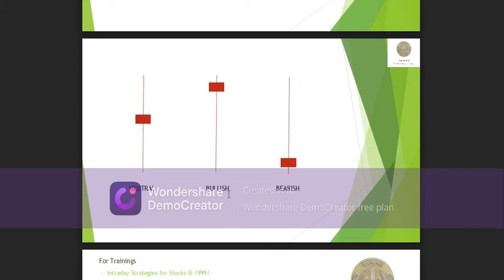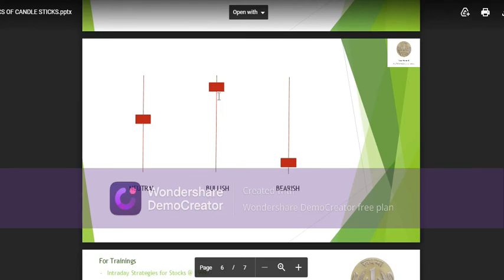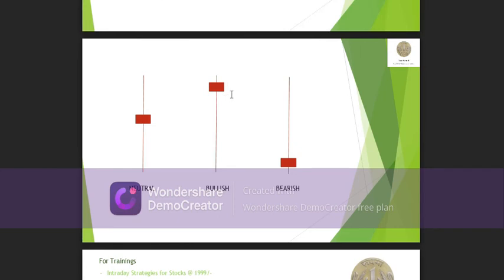If you see the next candle, it's a bullish candle, but it is red in color. When I say red in color, the closing price is lower than the open price. You have to understand that concept. If the closing price is lower than the open price, the color we choose is red. If the closing price is greater than the open price, then it is green.